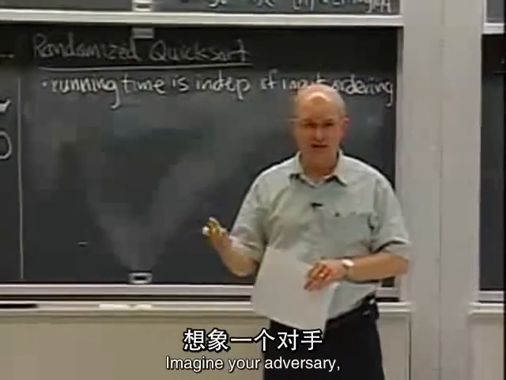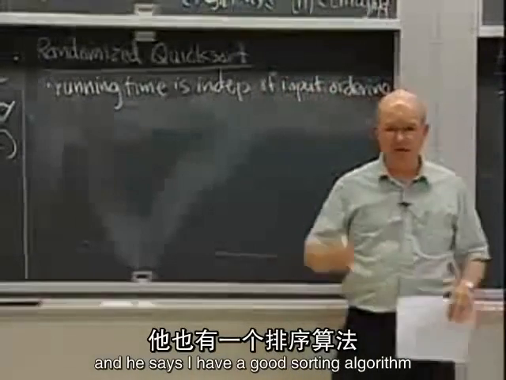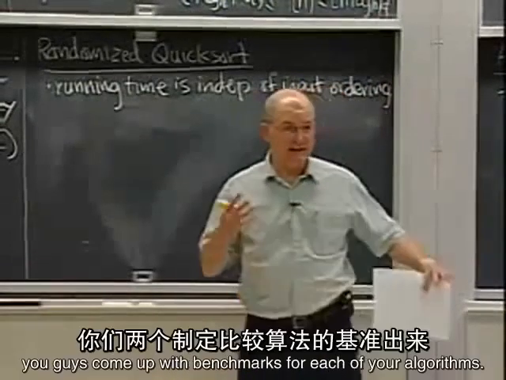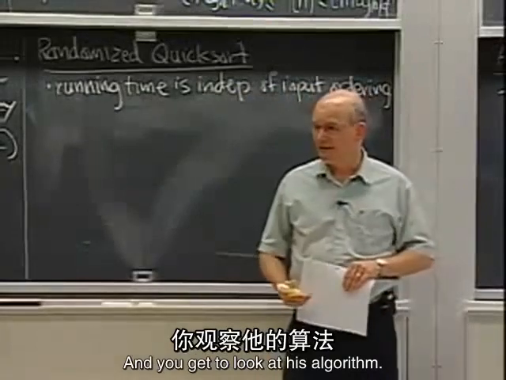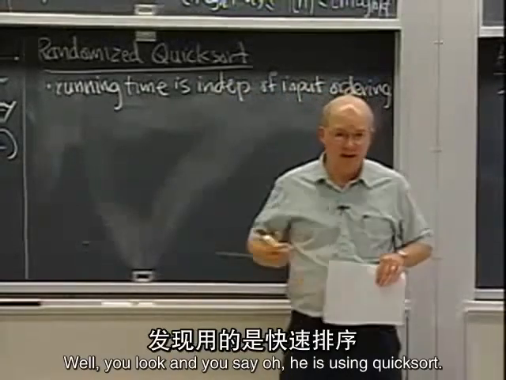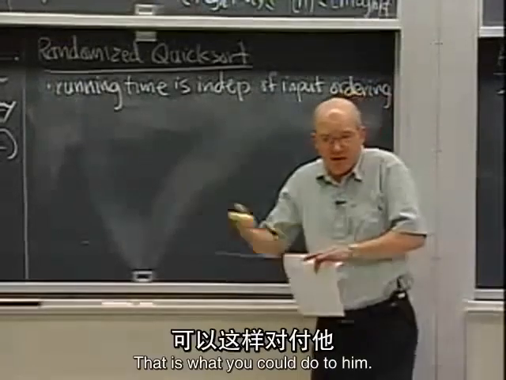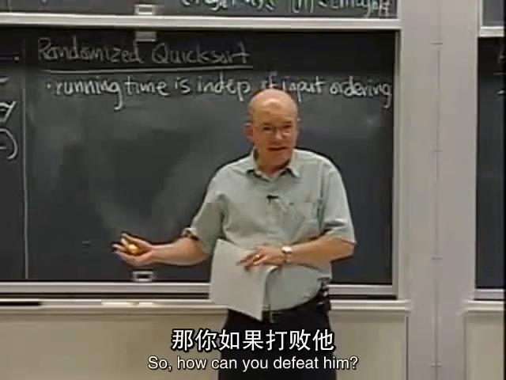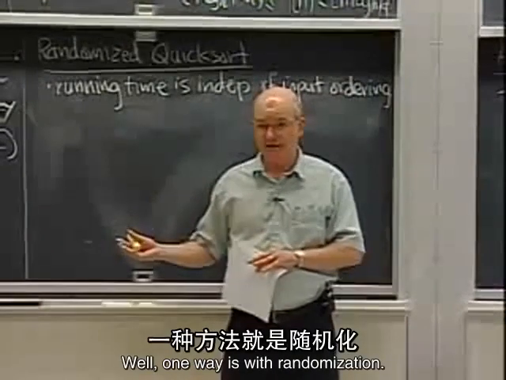One way to think about this is with an adversary. Imagine you say, I have a good sorting algorithm, and he says, I have a good sorting algorithm, and you're trying to sell to a single customer. The customer says, you come up with benchmarks for each of your algorithms. And you get to look at his algorithm. You see he's using quicksort, so you give him something that's already sorted. If you had quicksort, he would do the same thing to you. So how can you defeat him? Well, one way is with randomization.